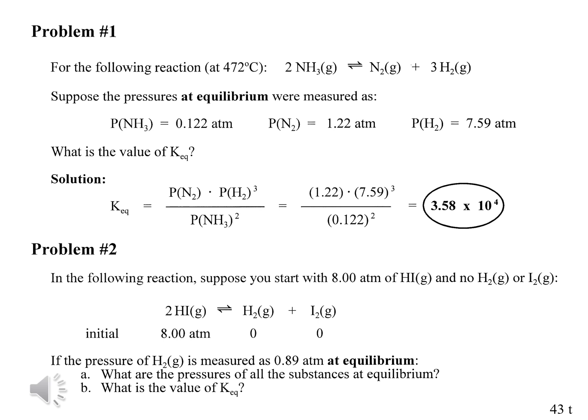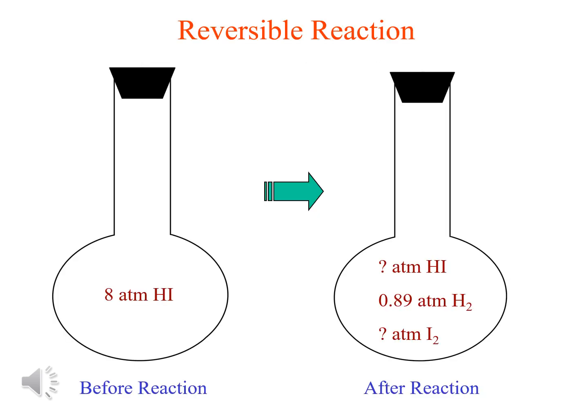And the question says, if the pressure of H2 gas is measured as 0.89 at equilibrium, what are the other pressures and what's the value of KEQ? You can recognize that it's this kind of a problem because I don't give you everything at equilibrium. I give you only one thing and then ask you for the KEQ. The thing about this is that when you do this kind of a problem, we don't know what the value of everything is, and so you are going to have to use an X in the problem in order to solve for it. This is what it looks like in a flask.